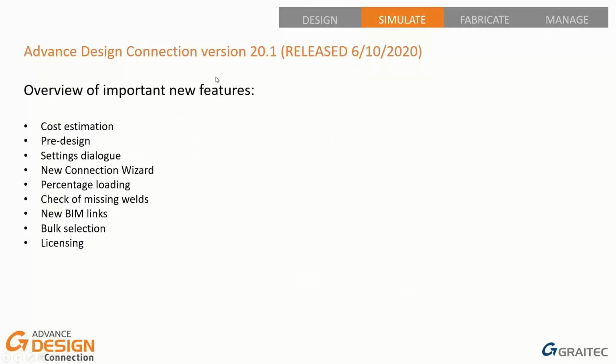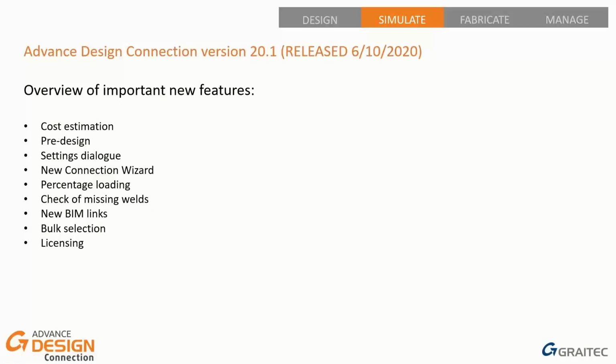Okay, what are the new features of this new version? I have listed some important ones here. We will have the cost estimation pre-design feature. We have a new setting dialog. The connection wizard when you start the project has been changed and modified. We have a new type of loading, which is called percentage loading. Then we have a new tool, which is useful for checking missing welds.